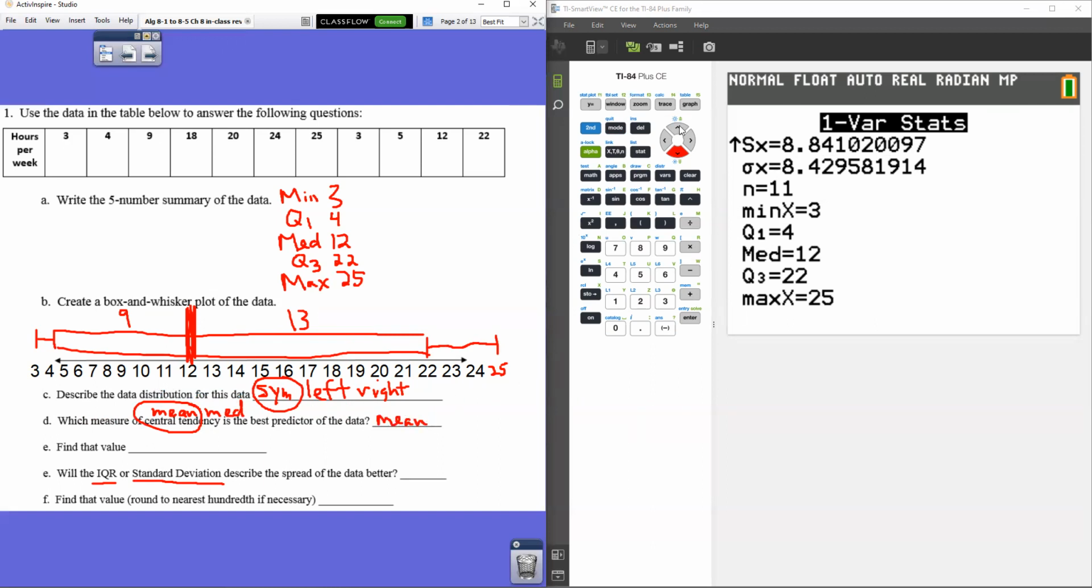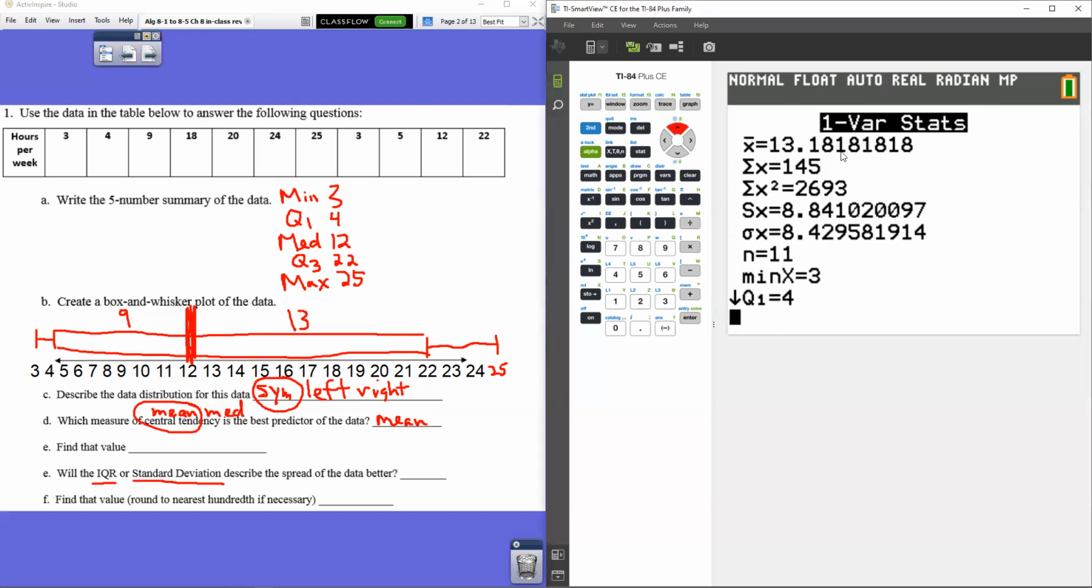Now, remember, the mean in our data is at the very top of our list. So the mean is 13.18. Now, most of the questions will say round to the nearest hundredth.